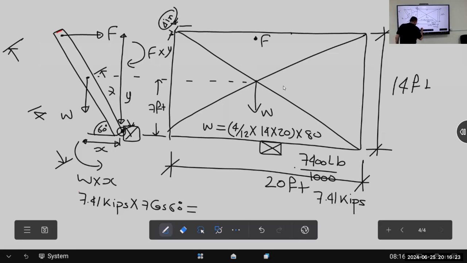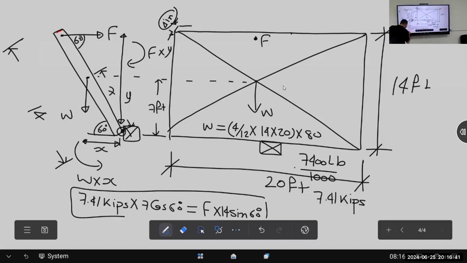And F is what I need to determine. F multiplied by Y, and Y, 60, 60. So Y divided by 14 is sine 60, so multiplied by 14 sine 60. So F equals 2.2 kips. Easy. It's one equation, two equations. Why? I get the W first. The weight, correct or not? The weight and then get the moment.